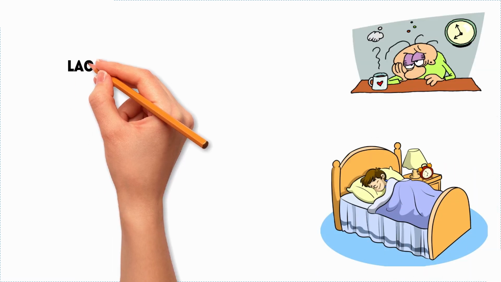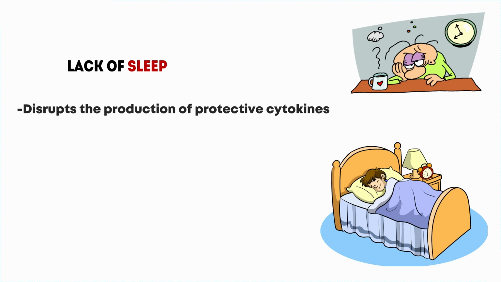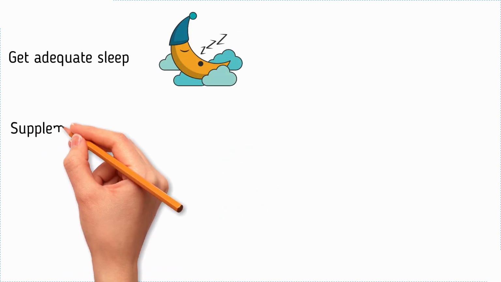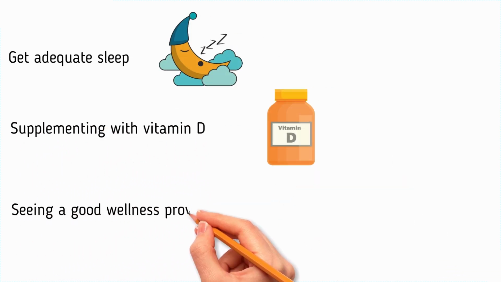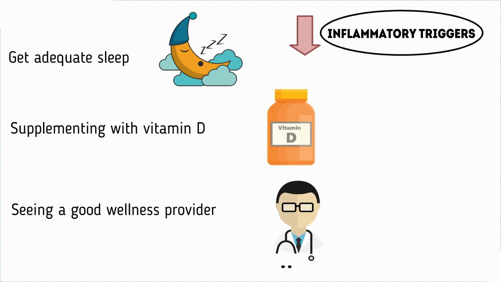Similarly, lack of sleep disrupts the production of protective cytokines and can reduce the activity of immune cells like T cells. Immune system regulation is another one of those big topics. However, as a general rule of thumb, prioritize these. Get adequate sleep, supplement with a quality vitamin D supplement, and see a solid wellness provider who can help you reduce inflammatory triggers, as inflammation is one of the main things that leads to immune dysregulation.